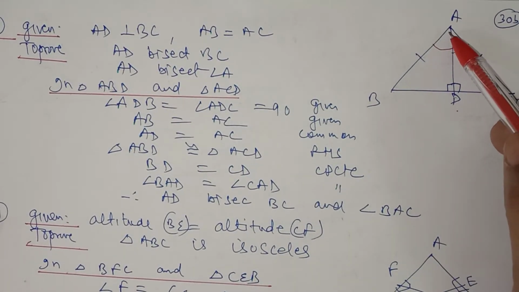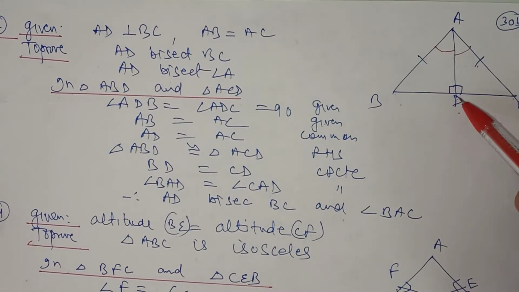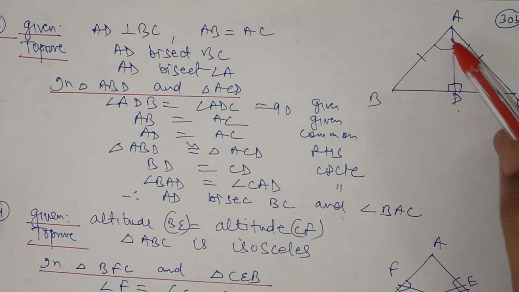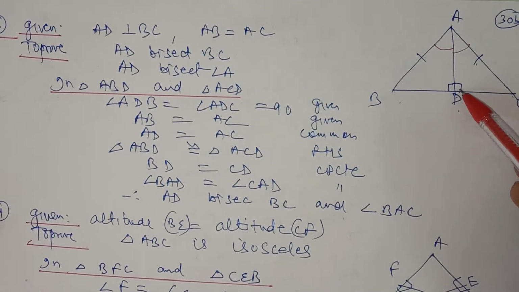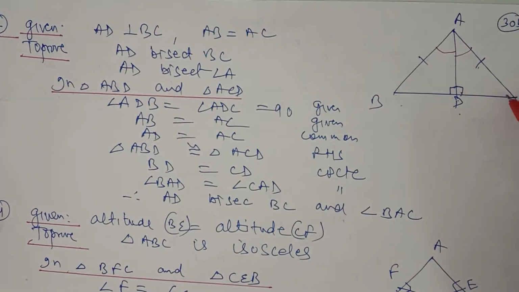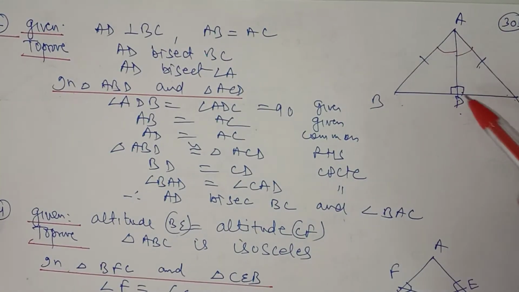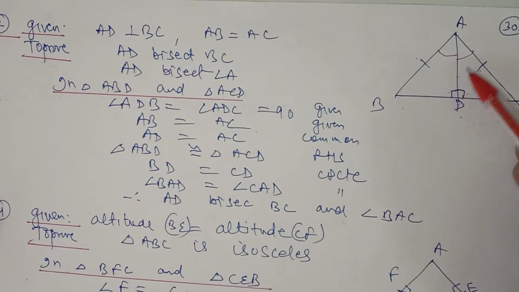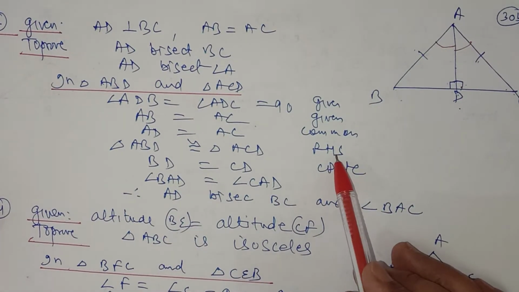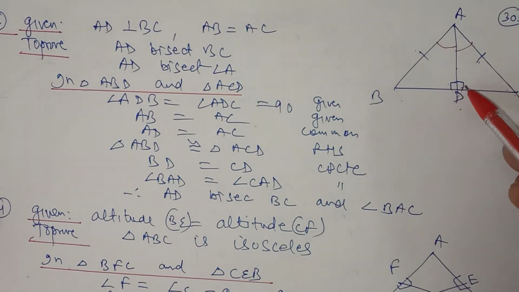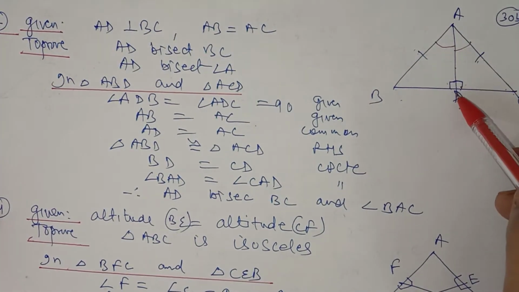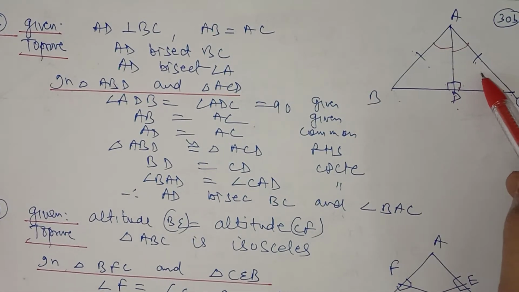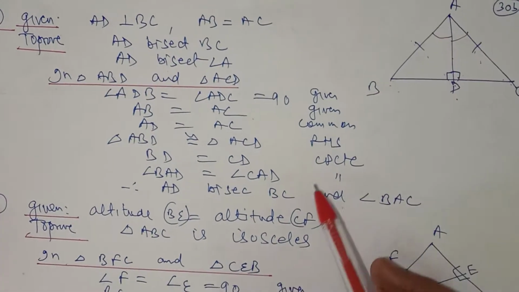Now we'll prove that triangles ABD and ACD are congruent. How can you prove that? Angle ADB and angle ADC are both 90 degrees, and AB is equal to AC. It is given they are equal, and side AD is common. So by 90 degrees, hypotenuse and one side, by RHS they are congruent. So these two triangles, ABD and ACD, are congruent by RHS.